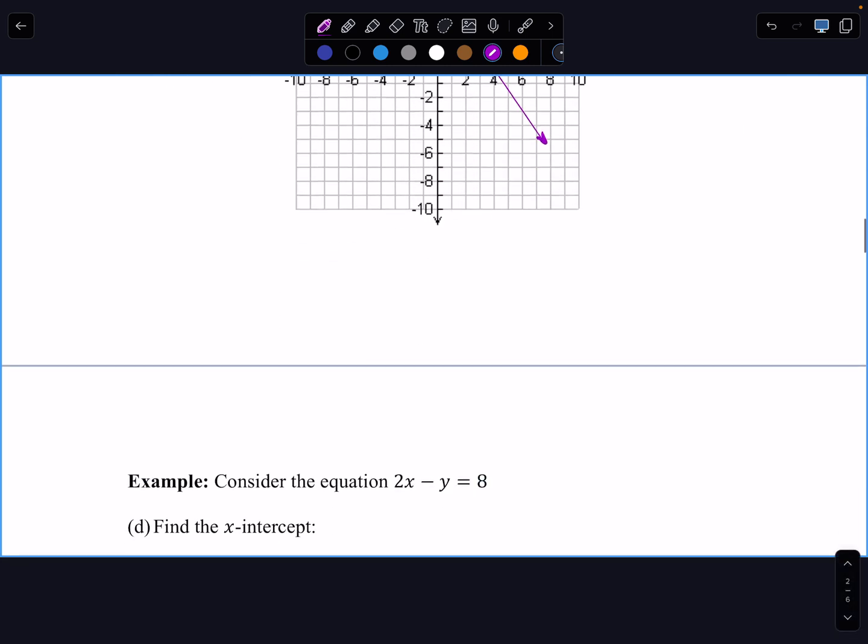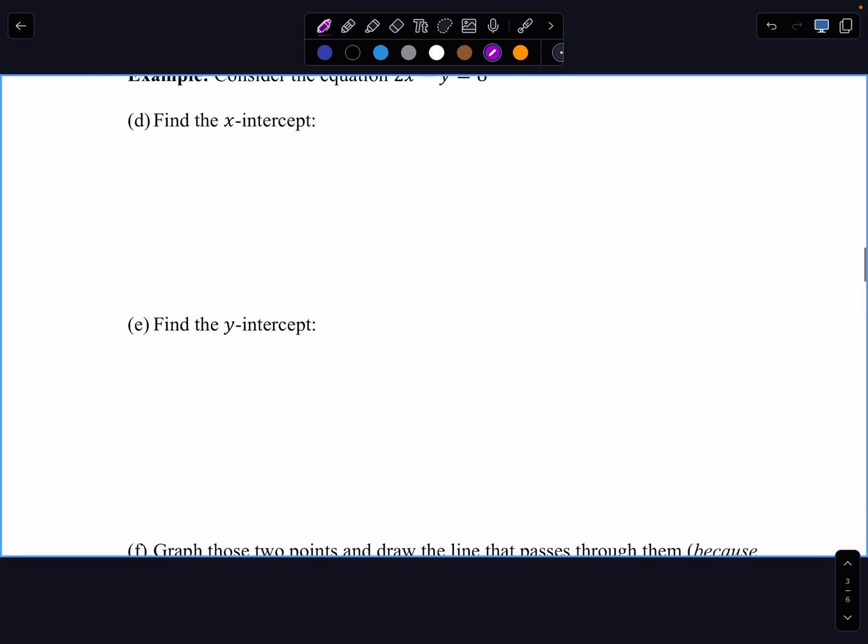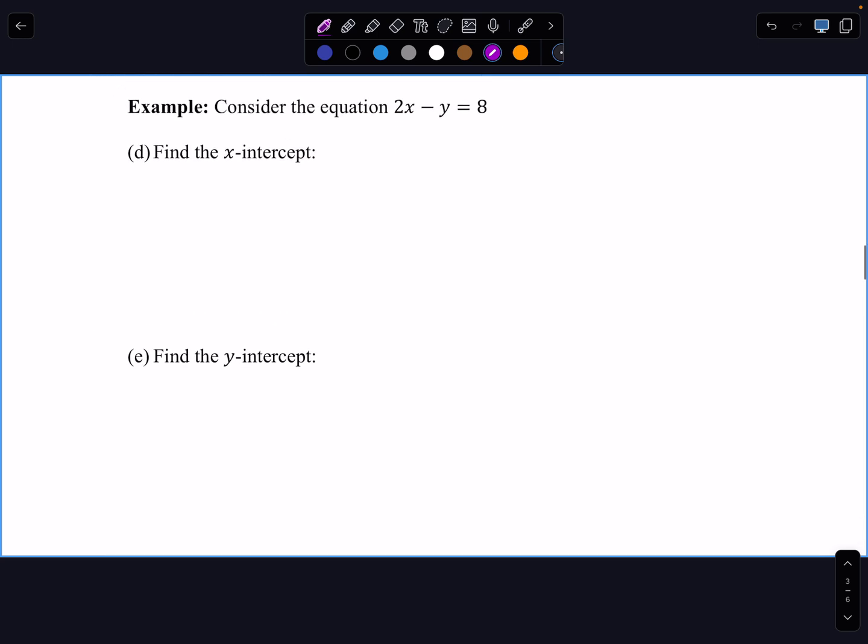Okay, why don't you guys do the next one? Find the x-intercept and the y-intercept, represent as ordered pairs. Plot those 2 points and draw the line that passes through them. And then check your answer. Since there's only 3 of you, why not all 3 of you check your answers with each other?